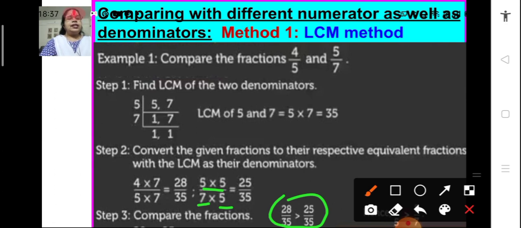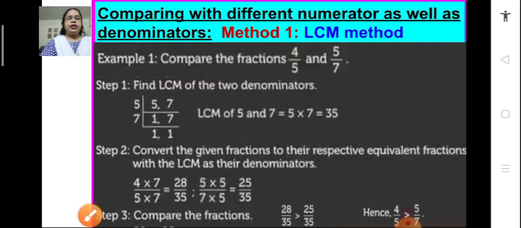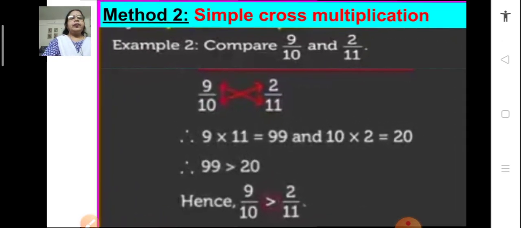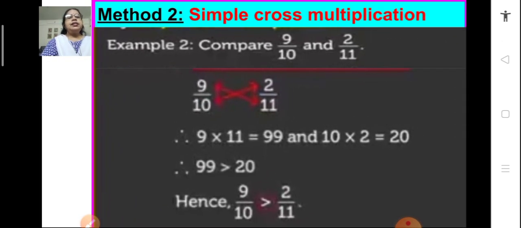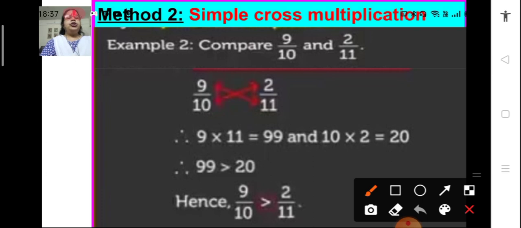So this is the LCM method of comparing two fractions with different denominators and different numerators. And the second method is the simple cross multiplication method. Here we have an example of how to do this. We have to compare two fractions, 9 upon 10 and 2 upon 11. So these are two fractions with different numerators and denominators.